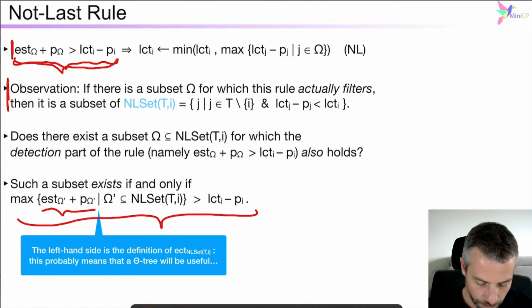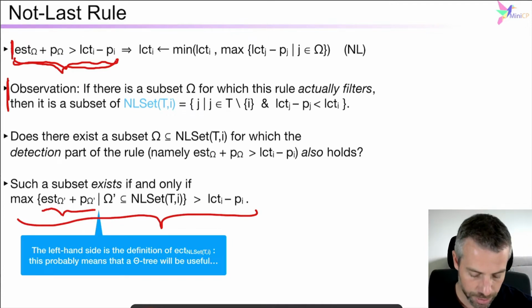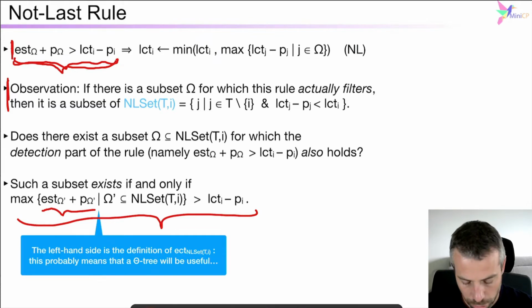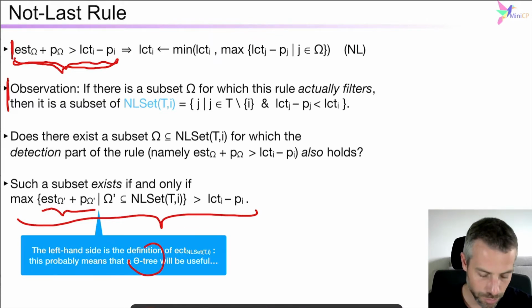So clearly, if you remember the definition of the earliest completion time, this corresponds to the computation of the earliest completion time of the not last set of I. Taking the maximum over all of them, the earliest start time of omega prime plus the processing time, corresponds to the definition of the earliest completion time. So you can already imagine that we will use theta-trees for that, because theta-trees are very useful to compute the earliest completion times efficiently.